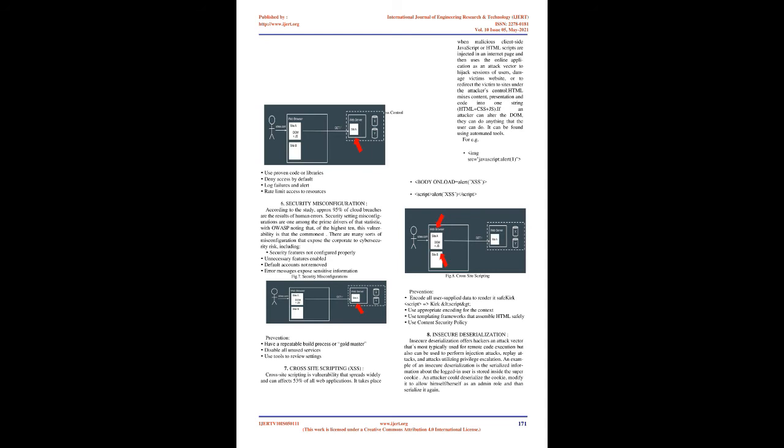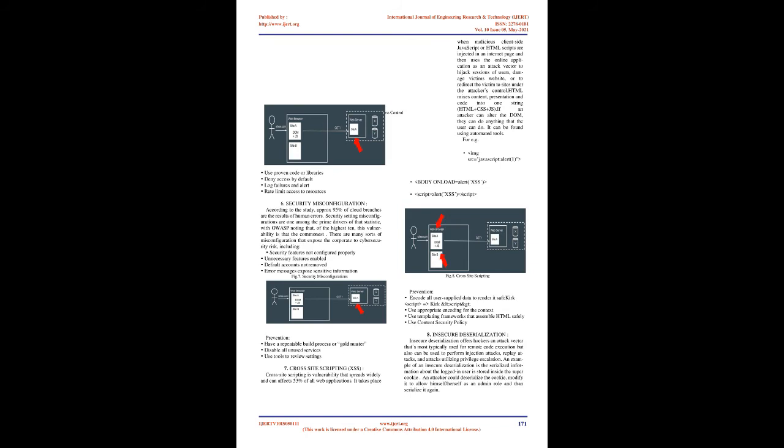6. Security misconfiguration. According to the study, approximately 95% of cloud breaches are the result of human errors. Security setting misconfigurations are one of the prime drivers of that statistic, with OWASP noting that, of the top 10, this vulnerability is the commonest. There are many sorts of misconfiguration that expose the corporation to cyber security risk, including unnecessary features enabled, default accounts not removed, and error messages that expose sensitive information.